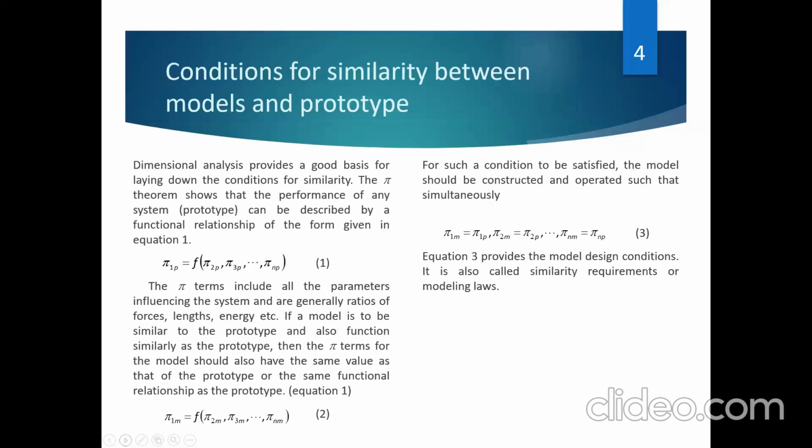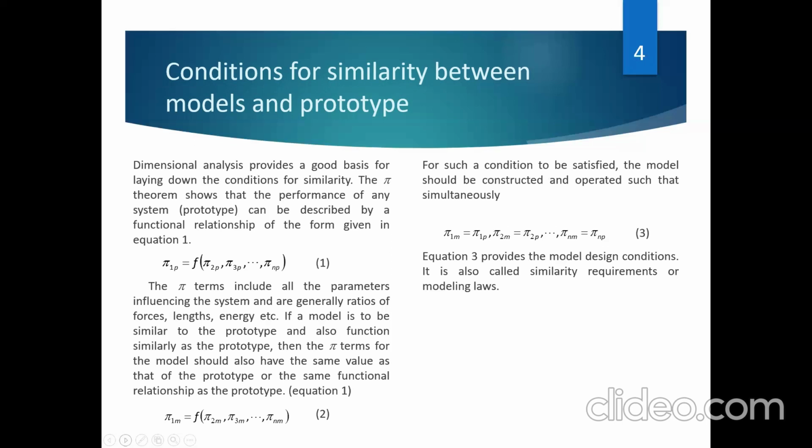Next, conditions for similarity between models and prototype. Models and dimensional analysis provide a good basis for laying down the condition for similarity. So the pi theorem shows the performance of any system prototype can be described by a functional relationship of the form given in equation 1. Pi 1p ng prototype is equal to f of pi 2p, pi 3p, and so on to pi np. The pi terms include all the parameters influencing the system and are generally ratios of forces, lengths, energy, etc.